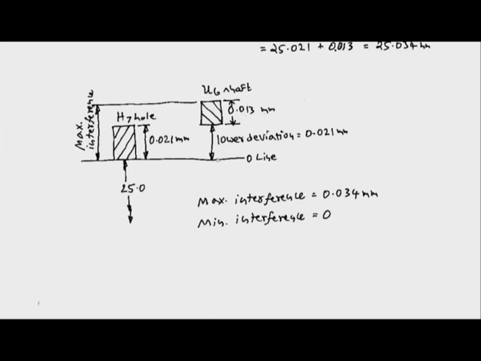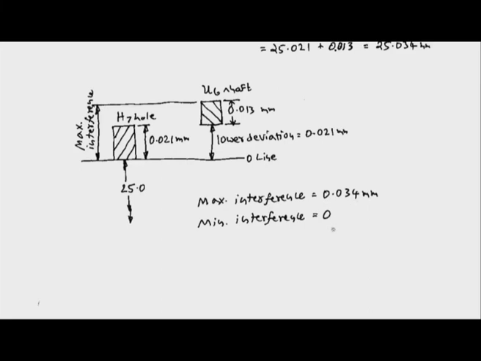Now we can see here the lower limit of the shaft is equal to the upper limit of the hole. So the minimum interference is 0, there is no clearance and no interference, and the maximum interference we can calculate by adding the lower deviation with the tolerance value for the shaft, then we get a maximum interference of 0.034 millimeter.